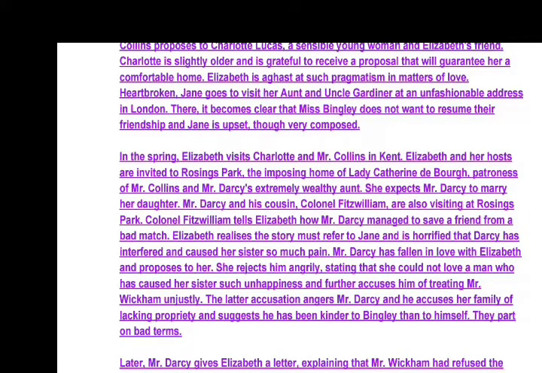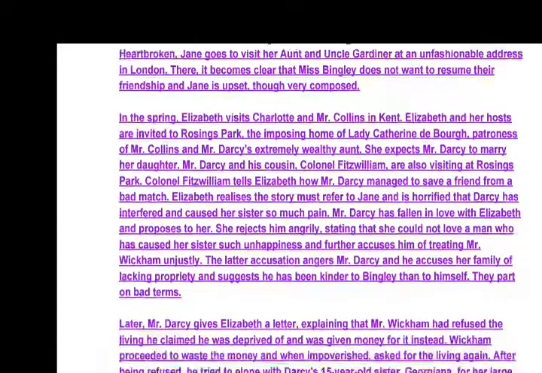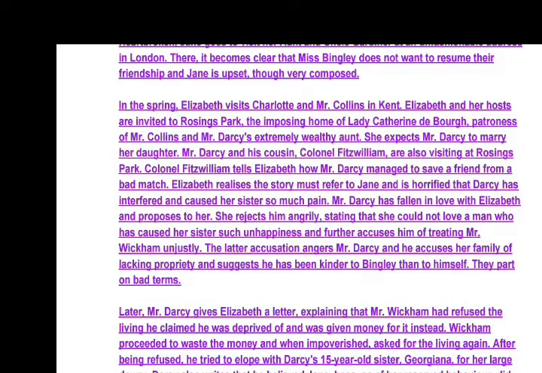Mr. Darcy and his cousin Colonel Fitzwilliam are also visiting at Rosings Park. Colonel Fitzwilliam tells Elizabeth how Mr. Darcy managed to save a friend from a bad match. Elizabeth realizes the story must refer to Jane and is horrified that Darcy has interfered and caused her sister so much pain.